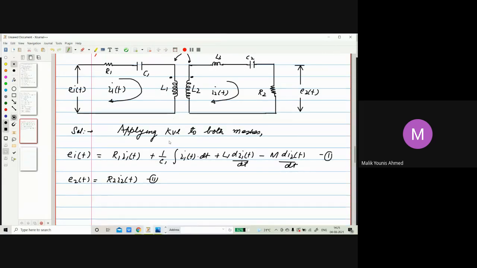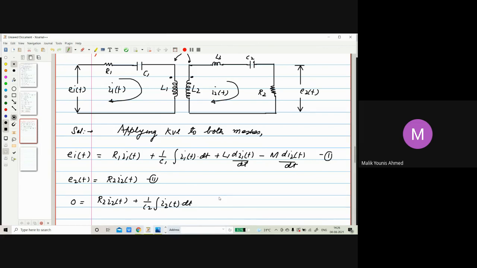Now considering the second loop. In case of the second loop, what will happen? There is no voltage source directly, because the voltage we have already taken across this. So we can write the voltage source is 0, there is no voltage source, so R2 I2 of t plus, now we'll move to the capacitor, integral of I2 of t dt.